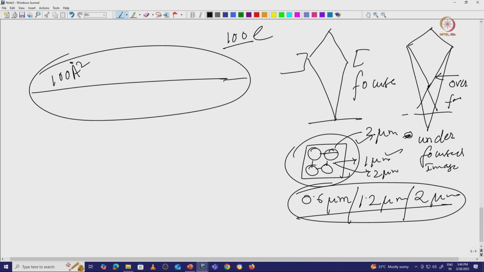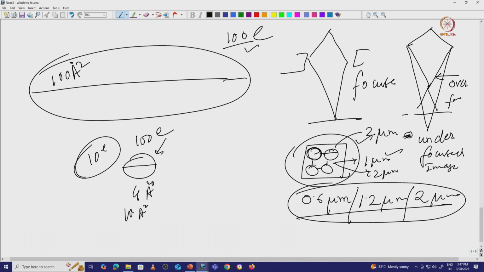Now we want to decrease the beam diameter because we need a beam diameter of this size. When I make a beam diameter this size, all these 100 electrons are concentrated in this diameter. Now consider this is something like 4 angstrom square or 10 angstrom square. Within that 10 angstrom square you are keeping 100 electrons, so per angstrom square it is 10 electrons. So here you can see it depends on the beam diameter also. If you decrease the beam diameter too much, your electron dose will be high.